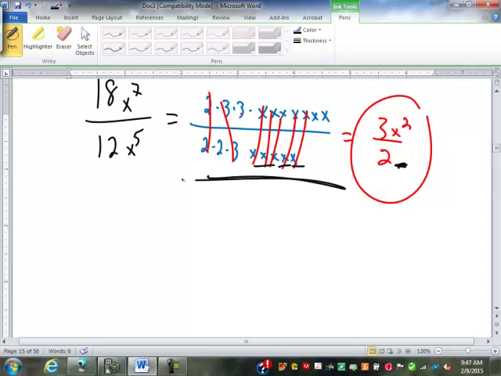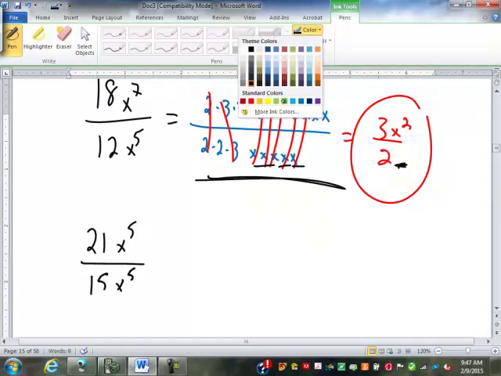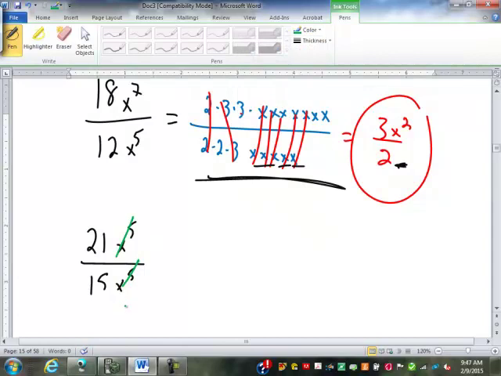How about this one? Let me give you this one. Like this. So basically, x to the 5th and x to the 5th divide out and we just have 21 over 15. Both of those are divisible by 3. You get 7 over 5. And yeah, that you would want to change to 1 2/5.